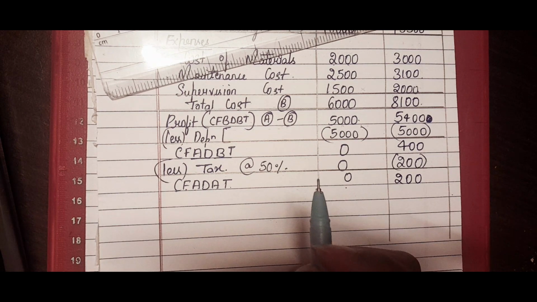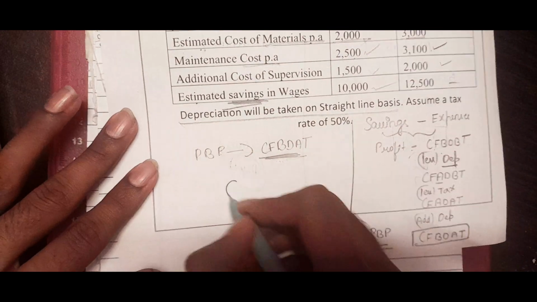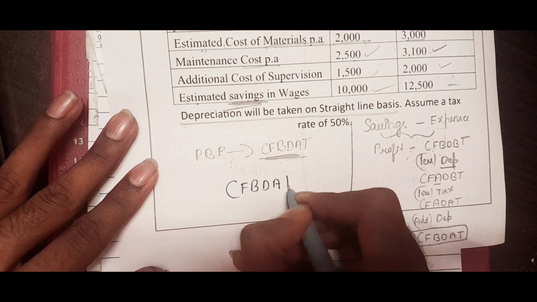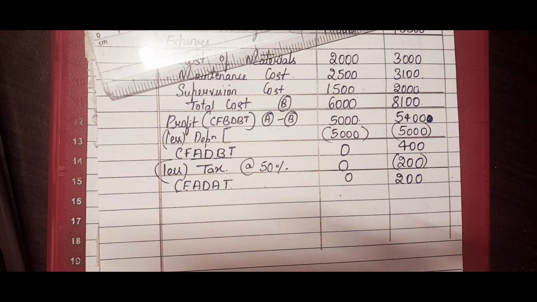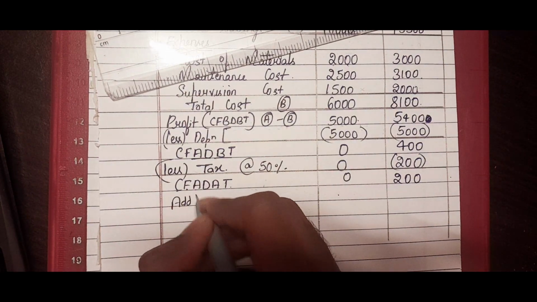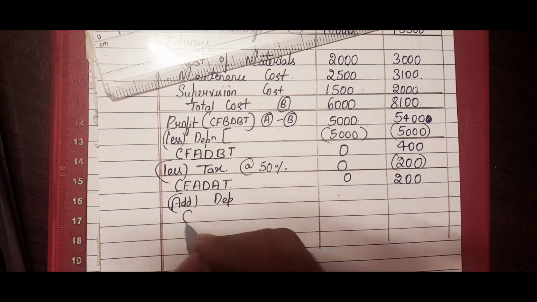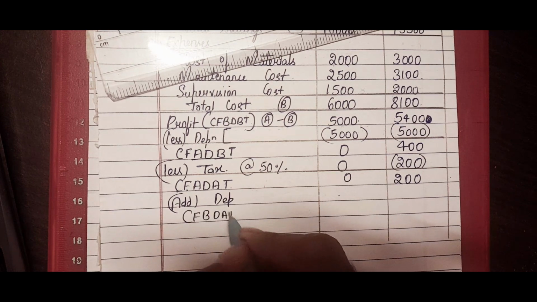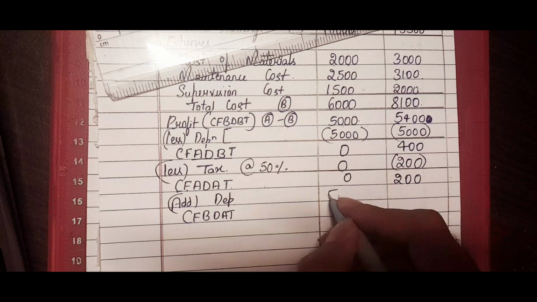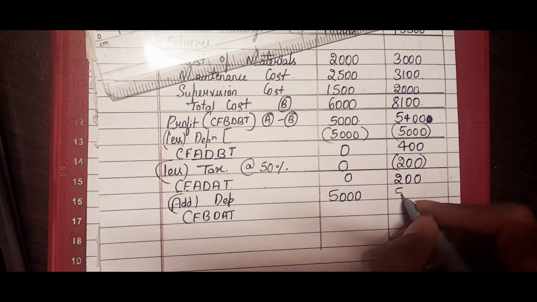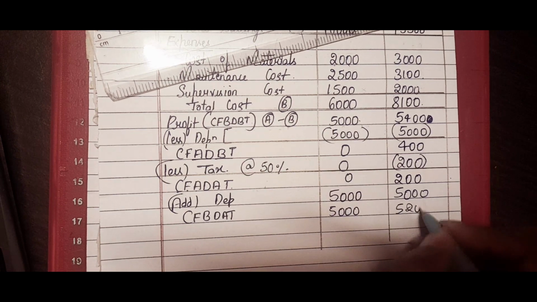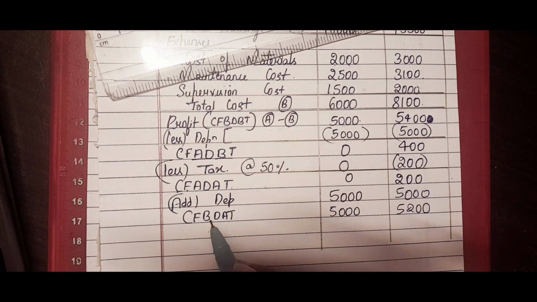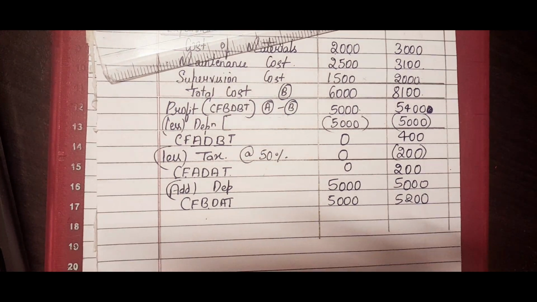But we want what? To calculate payback period method, we need CFBDAT, cash flow before depreciation after tax. So for this we have to add depreciation. That time it will become CFBDAT. So depreciation we have already calculated. The same amount we shall add. 5,000 and 5,000. When you add, you will get 5,000 and 5,200. This is the cash flow before depreciation after tax. This is what we want.